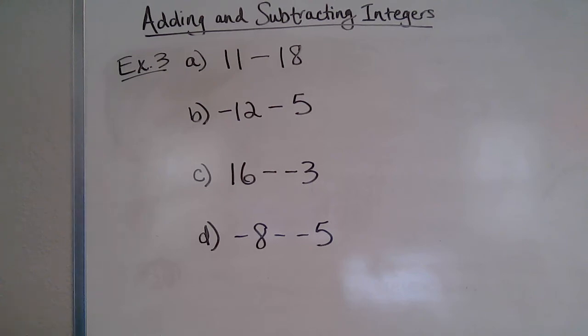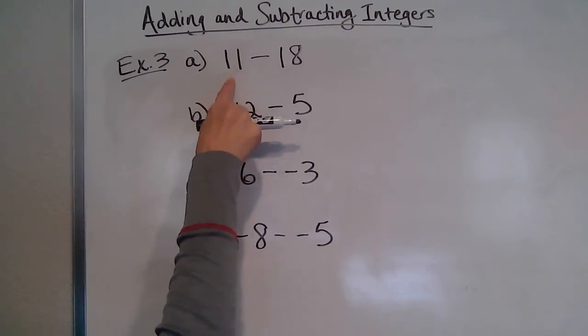All right, so here are 4 subtraction problems with integers. The first one's a nice one because you might be able to recognize that the answer to this one should be negative 7 without doing the whole adding the opposite work.